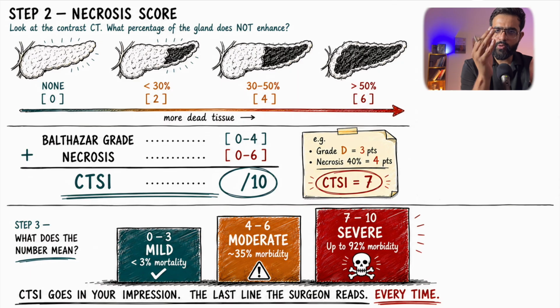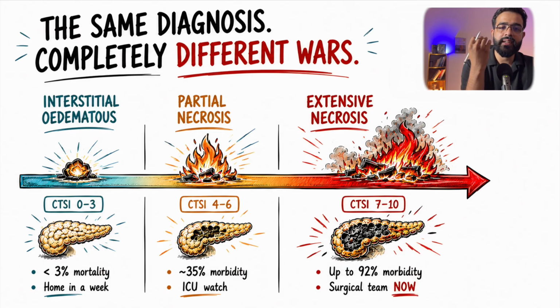Then the necrosis. If there is no necrosis, this is 0 points. If necrosis is less than 30%, this is 2 points. If necrosis is between 30 to 50%, we give 4 points. And if necrosis is more than 50%, we give 6 points. So the CTSI is the Balthazar grade points plus necrosis points. These are maximum 10 points.